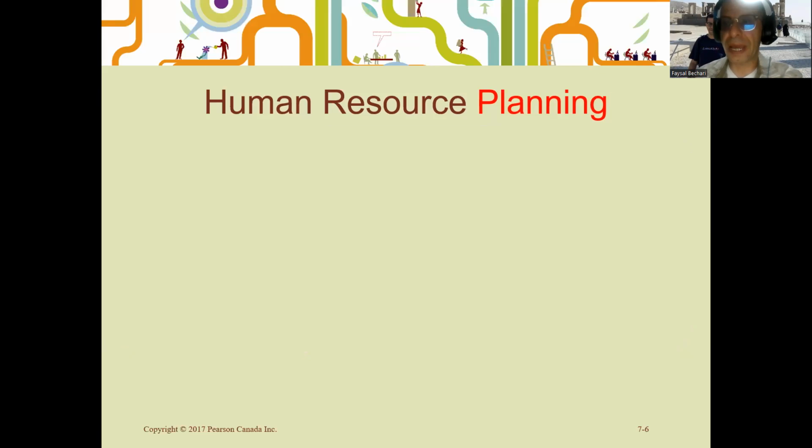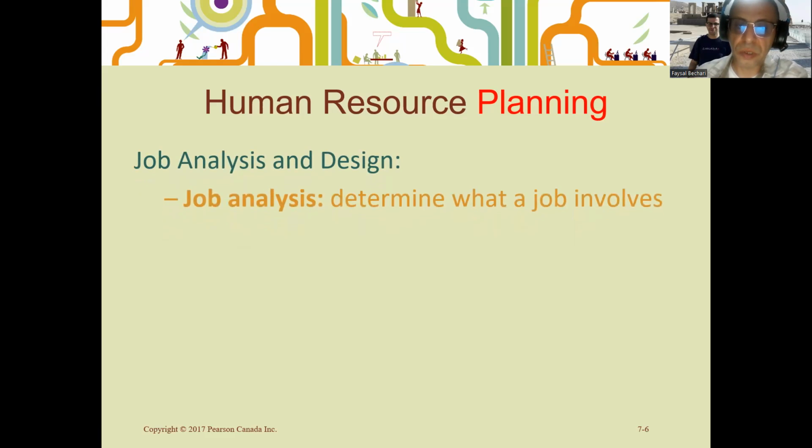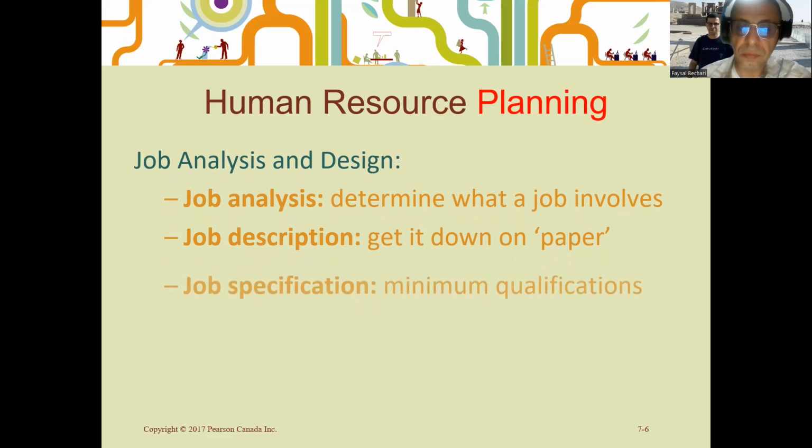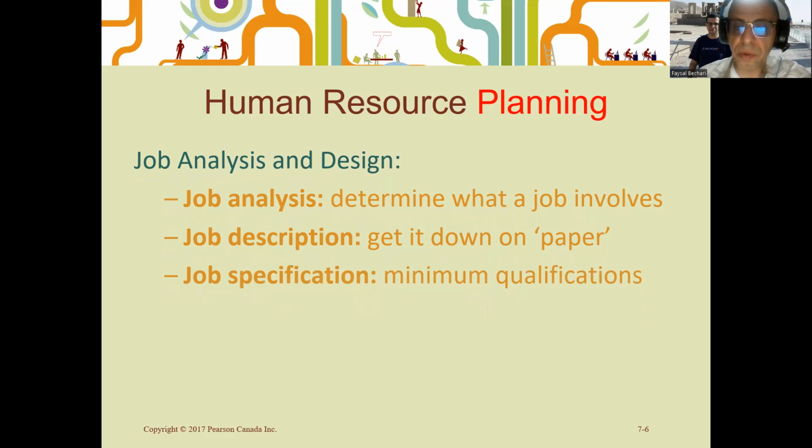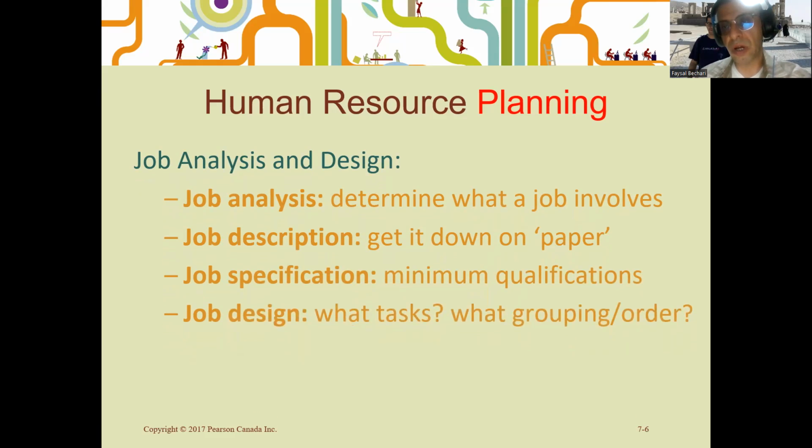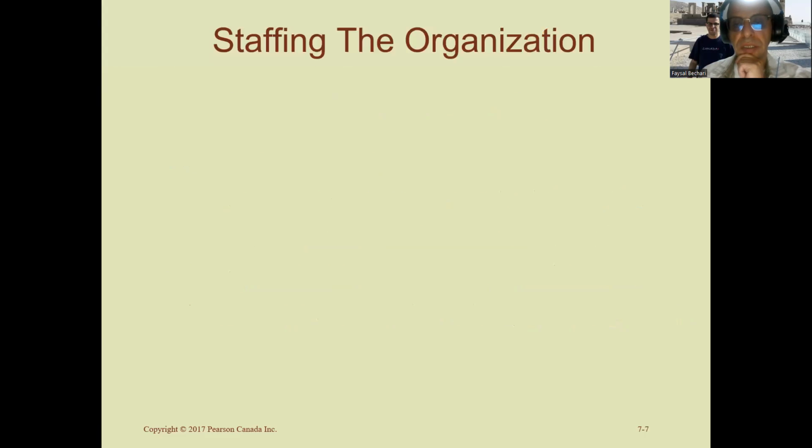Now, human resource planning is about job analysis and design. Job analysis is determining what a job involves, what they need to do as a task, and then you do that in writing, which is the job description, so you get it down on paper. You are seeking the minimum qualification, which is the job specification. Then you do a job design: what tasks are supposed to be done, the grouping, what kind of order, who the job reports to, who is reporting to it, and all this process.